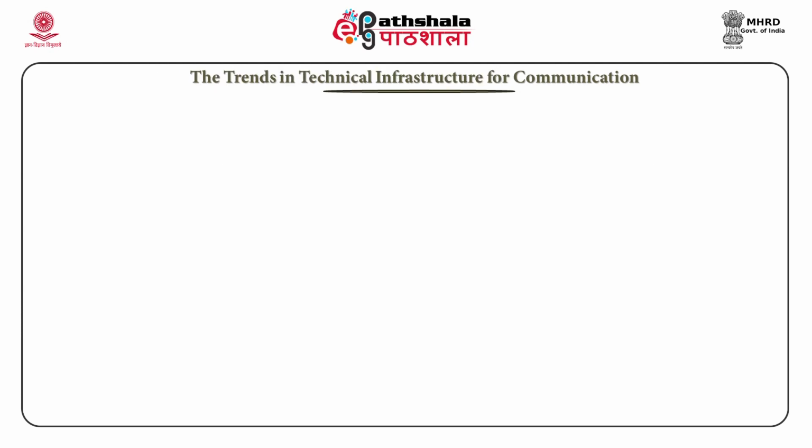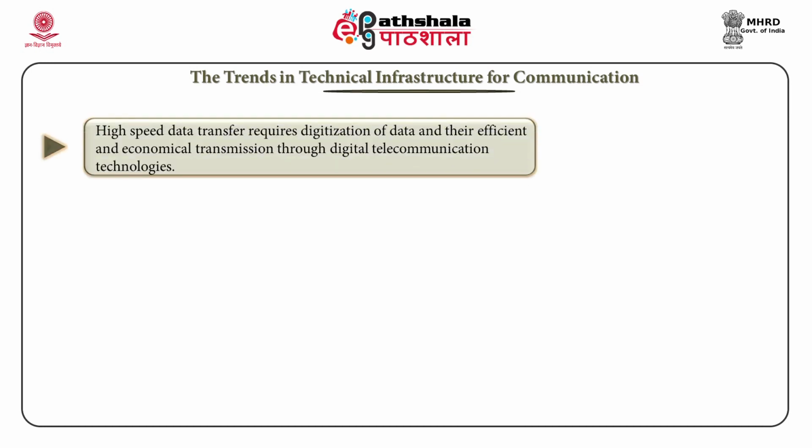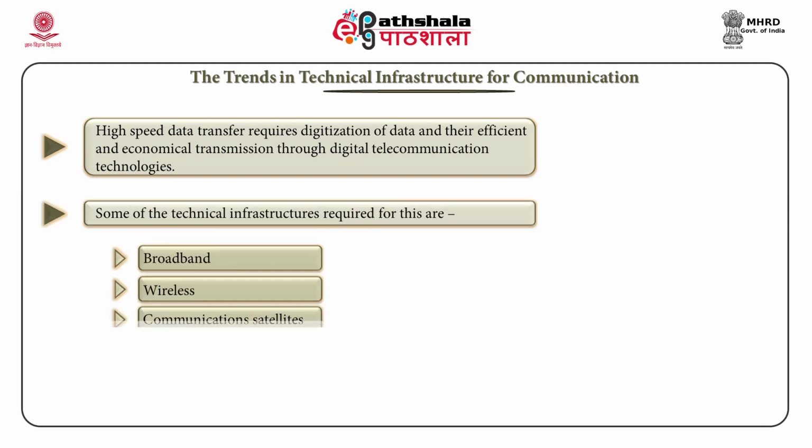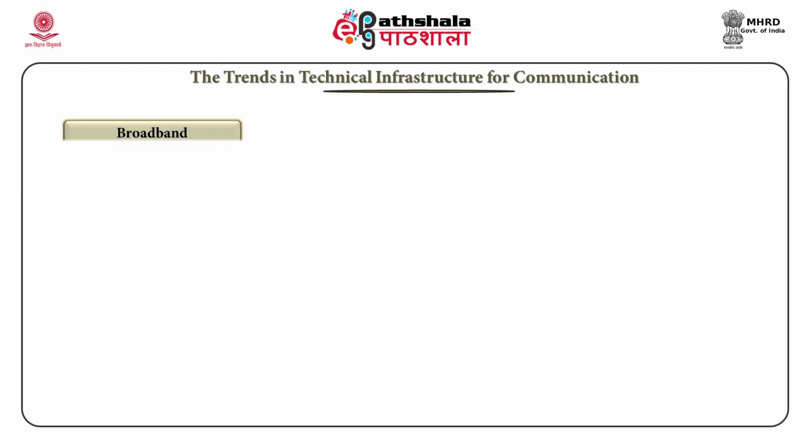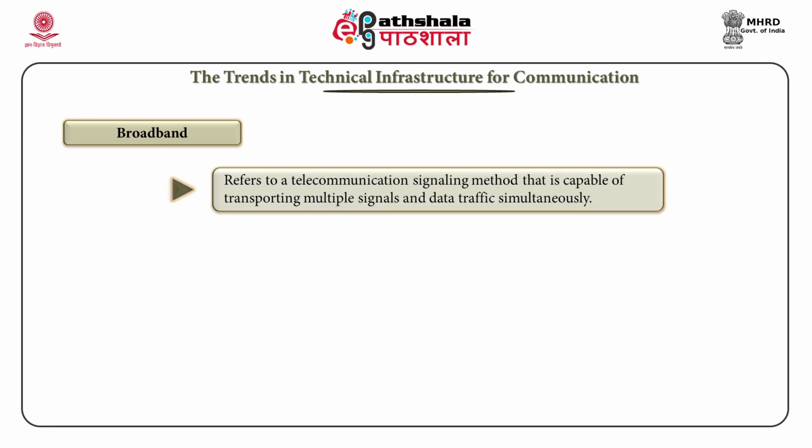Let us discuss the trends in technical infrastructure for communication. High speed data transfer requires digitalization of data and their efficient and economical transformation through digital telecommunication technologies. Some of the technical infrastructures required for this are broadband. It refers to a telecommunication signaling method that is capable of transporting multiple signals and data traffic simultaneously.